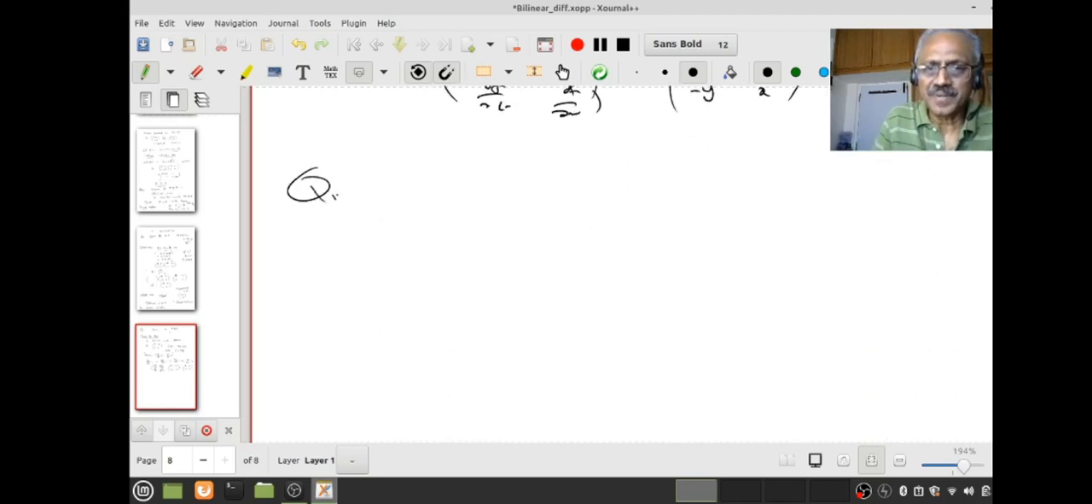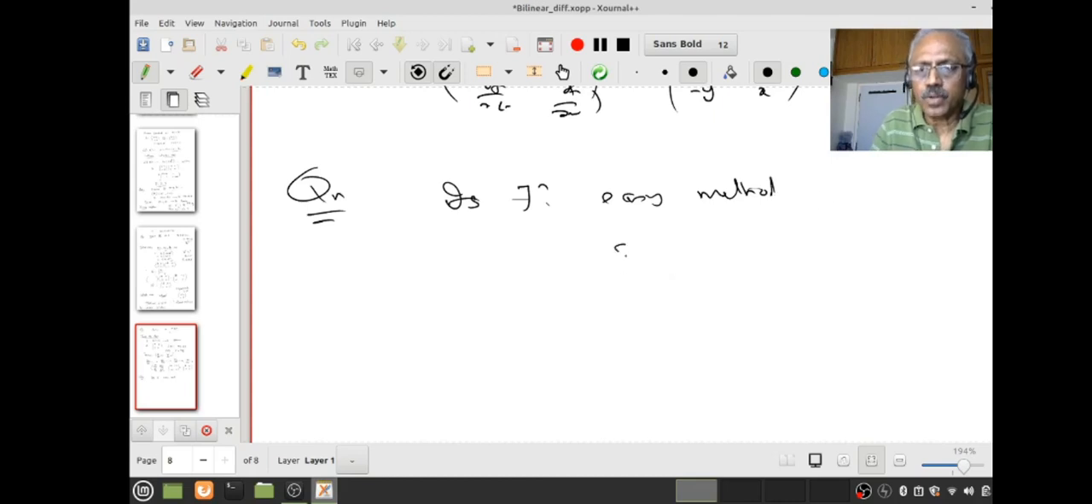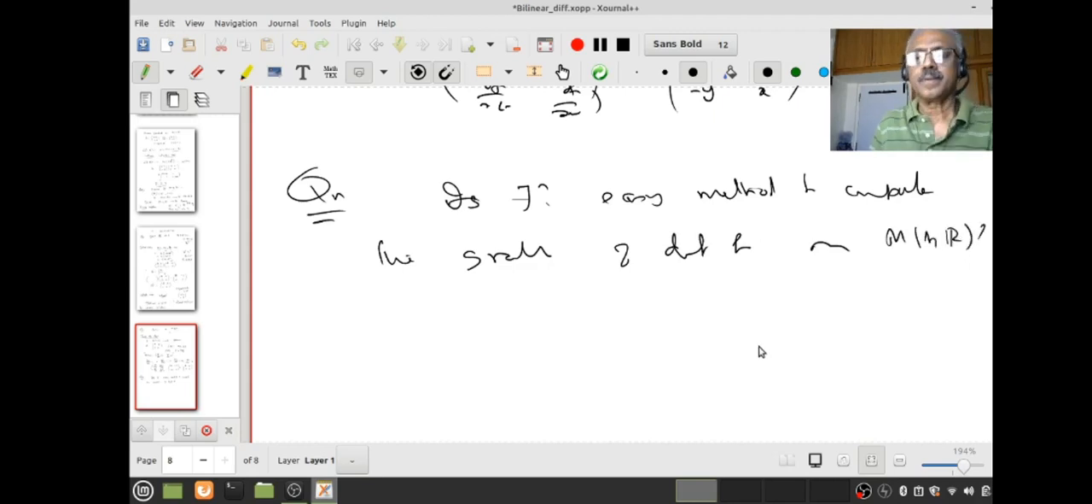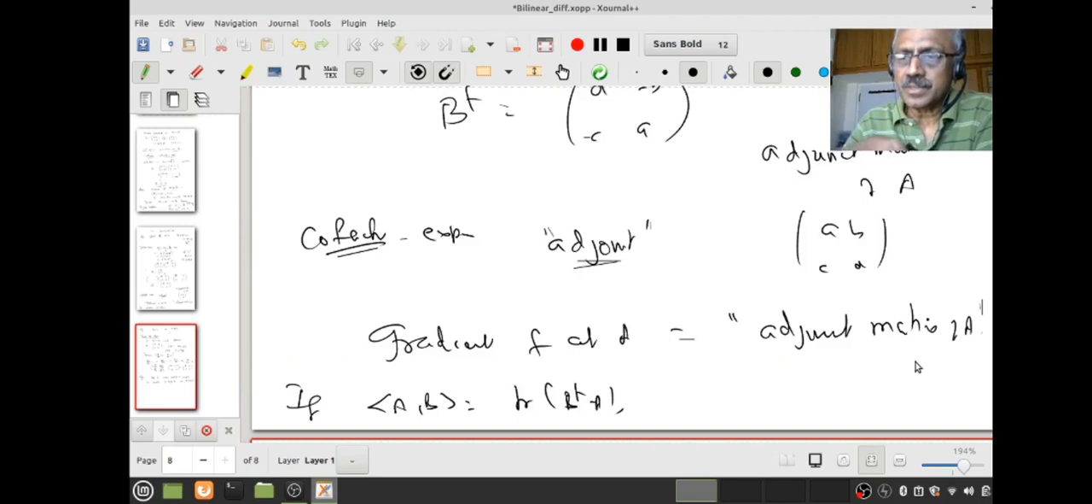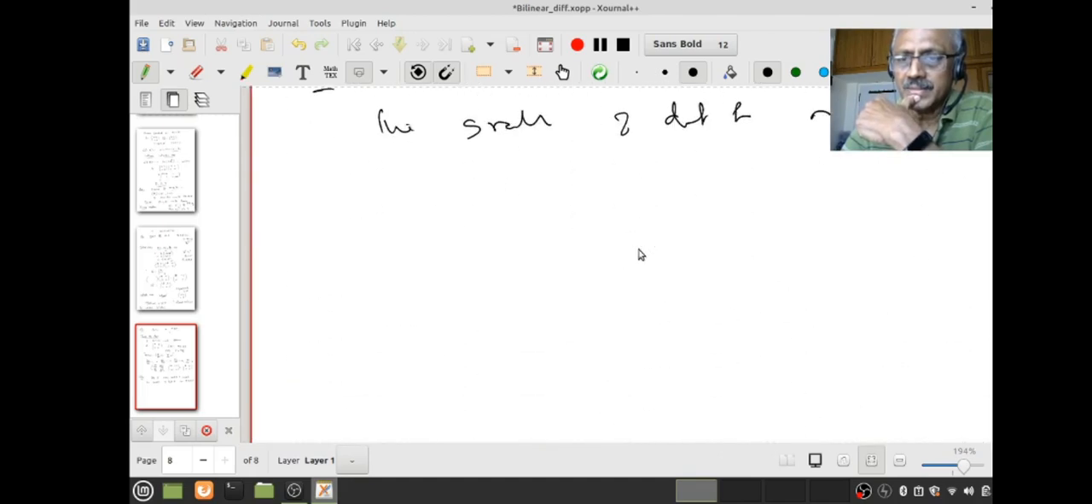So what is the last question I should ask? Is there such a simpler, easy method to compute the gradient of the determinant function on M and R? I leave it to you with a hint. We saw the gradient turned out to be something to do with the adjunct matrix, and the cofactors are involved, right? You understand that? And the trick is to use the so-called Laplace expansion of a determinant.